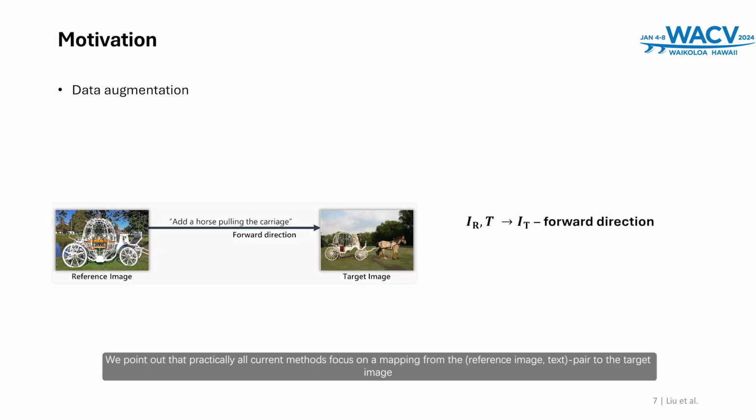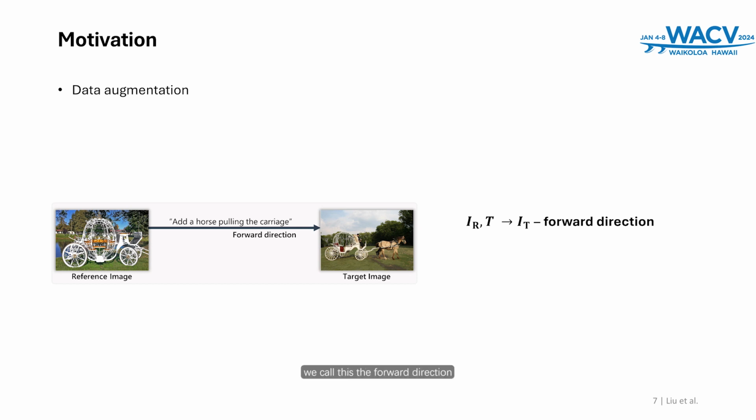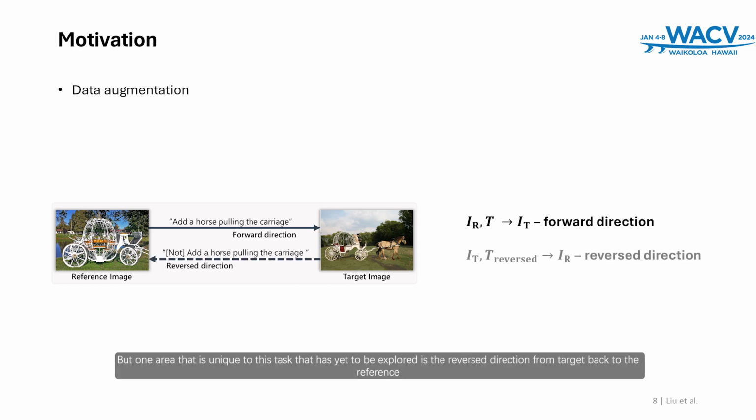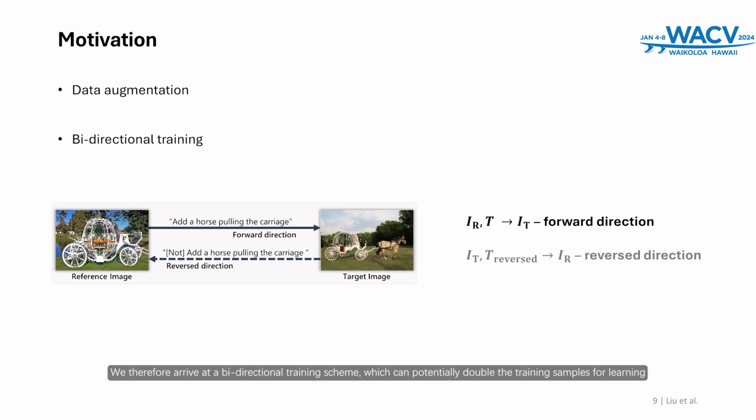We point out that practically all current methods focus on the mapping from the reference image text pair to the target image. We call this the forward direction. But one area that is unique to this task that has yet to be explored is the reverse direction from target back to the reference. We therefore arrive at a bidirectional training scheme which can potentially double the training samples for learning.